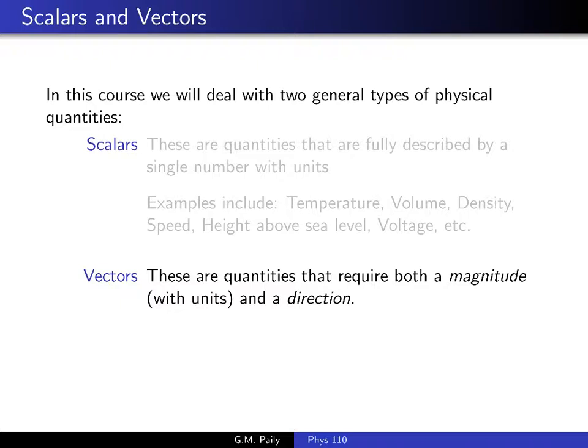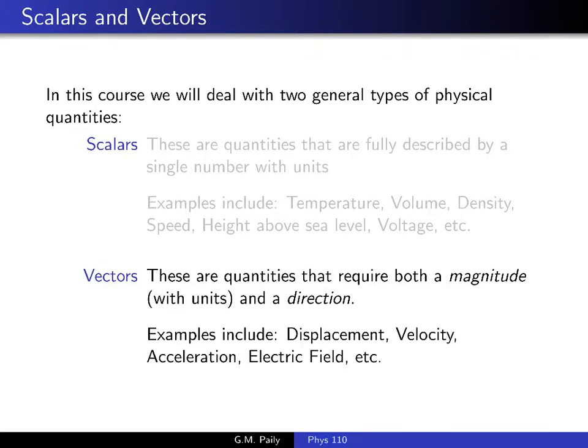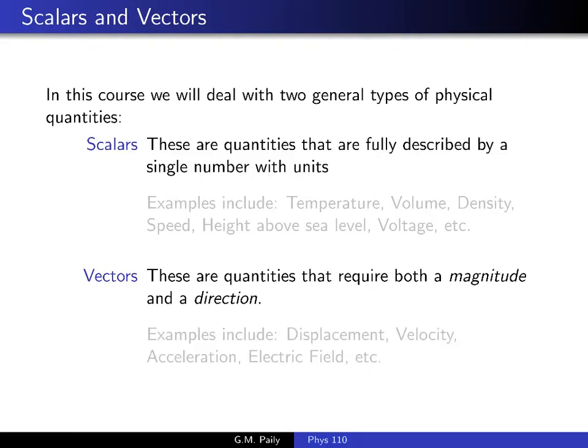Vectors, however, not only have a magnitude, they also have a direction. Some examples are displacement, velocity, acceleration, and then in Physics 120 we'll see electric field, magnetic field, and so forth. Once again, to recap the important point, scalars just need a single number with units, sometimes, and vectors need both a magnitude, which would have units, and a direction.